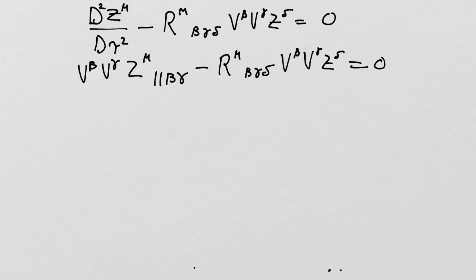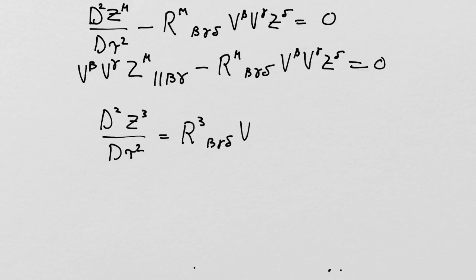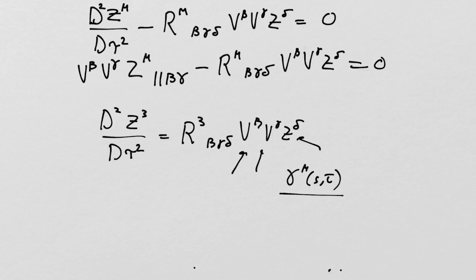And for example, if I want the acceleration in the z3 direction, that would be d squared z3 over d tau squared, right? And that acceleration is going to be equal to R3 beta gamma delta summed over v beta v gamma z delta. I do need to know what geodesics we're talking about, right? I need to know the geodesic path we're talking about, and I need to have constructed this. So I definitely need to know this, which is basically me setting up the situation of the problem.